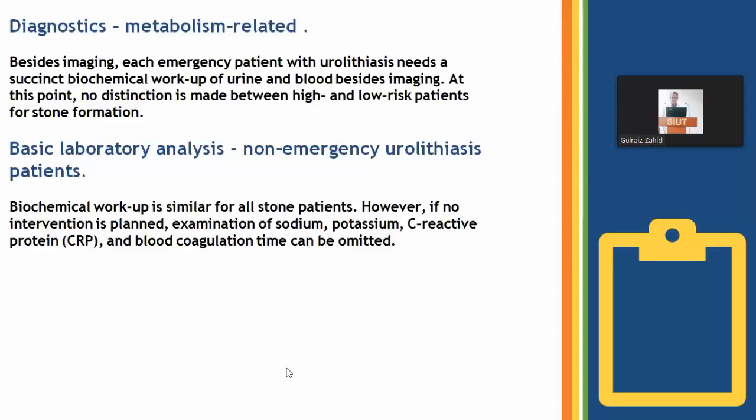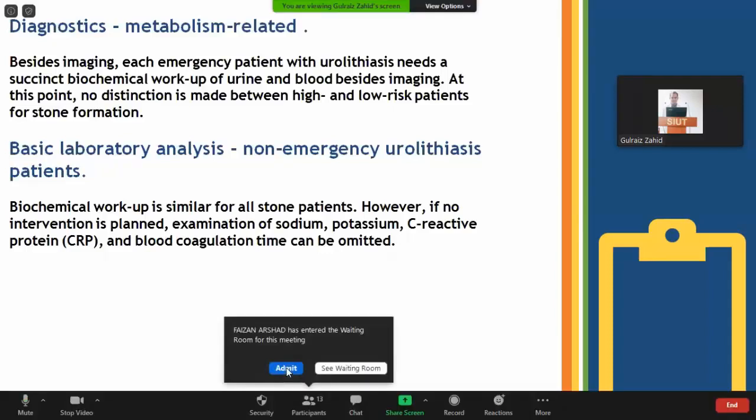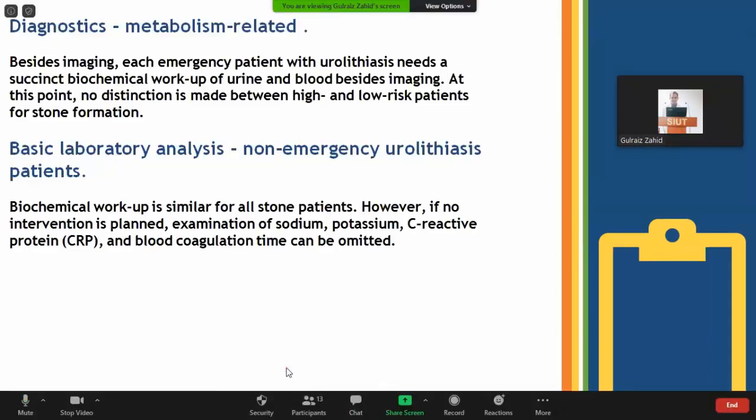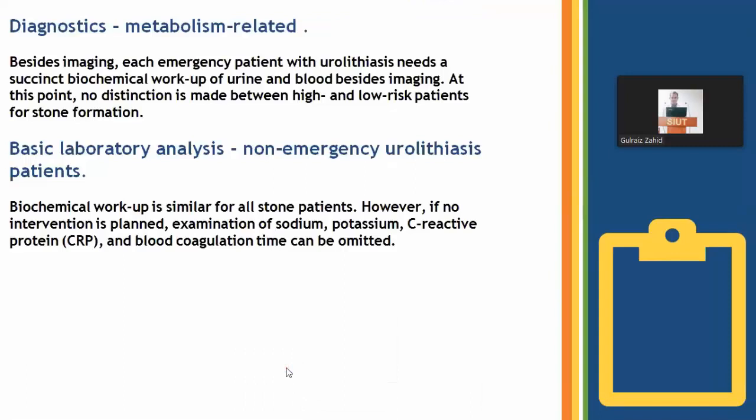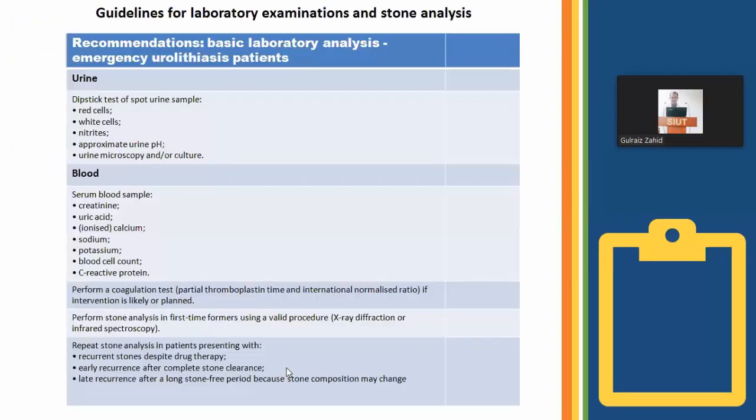Diagnostics. Metabolism related. Besides imaging, each emergency patient with urolithiasis needs a biochemical workup of urine and blood. At this point, no distinction is made between high and low risk patients for stone formation. Basic laboratory analysis, non-emergency urolithiasis patients. Biochemical workup is similar for all stone patients, however, if no intervention is planned, examination of sodium, potassium, C-reactive protein, and blood coagulation time can be omitted.